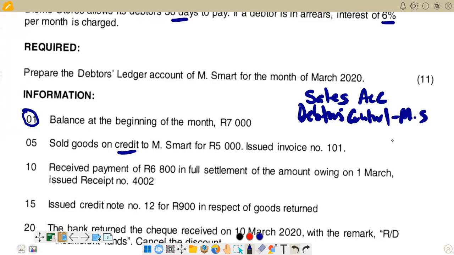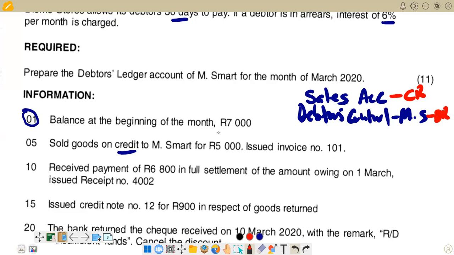Then we identify which account is being debited, which one is credited. Whenever we see a sales account, it means it's going to be credited. Sales accounts are always credited. So it means here is a credit. And obviously this is a debtor now, and the debtor comes as an asset, and all assets have normal debit entries. So here we are debiting.